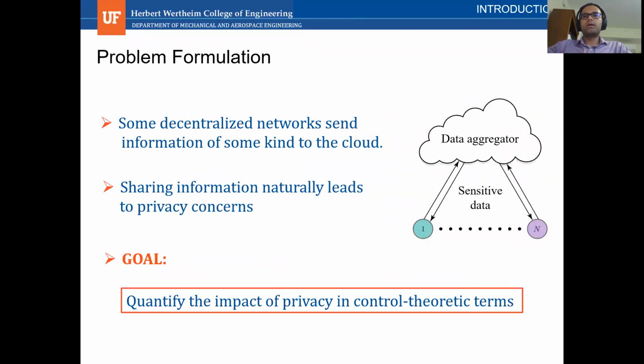We mentioned that distributed and multi-agent systems have emerged across a wide variety of applications. In some of these networks, the cloud is the recipient of the data. Sharing information naturally leads to privacy concerns, and therefore it is really necessary to preserve the privacy of individuals, although their information must remain useful for analysis and decision making. In this paper, we focus on linking control theory measures with privacy of systems, and we carefully quantify the impacts of privacy upon systems.